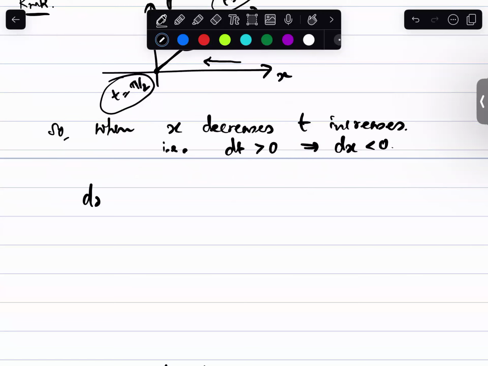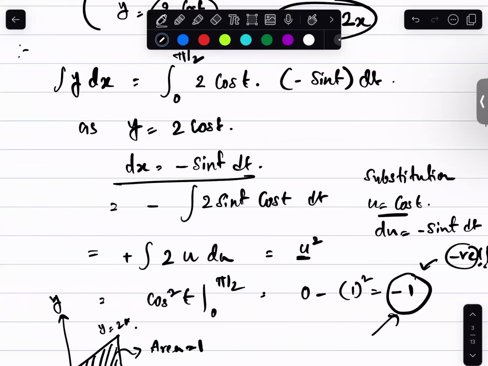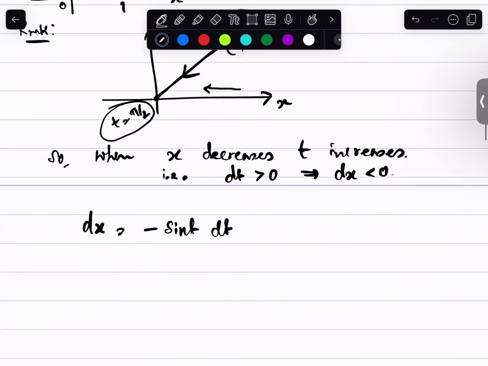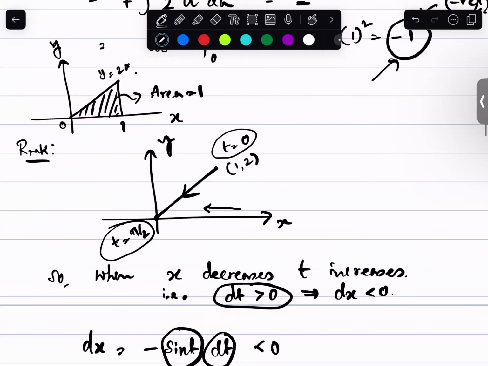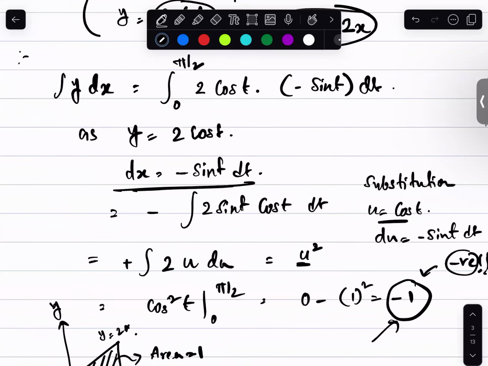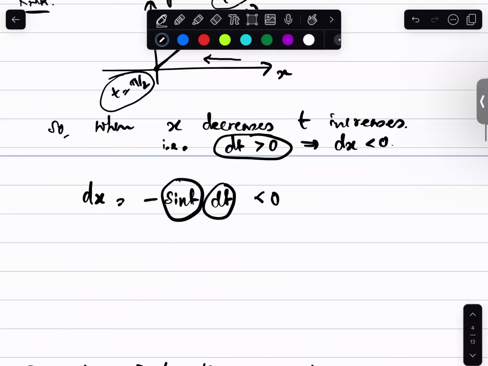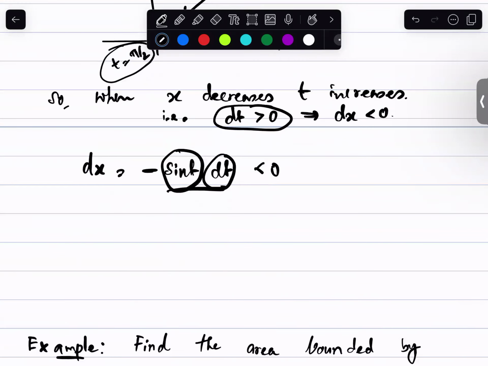Okay, but what is my expression for dx? The expression for dx was minus sine t dt, right? So this is negative because my dt is bigger than 0, and sine t is also bigger than 0 when I am in between 0 to pi over 2. In this range, sine t is also positive. So both of these are positive and there is a negative sign in front. So therefore, dx is less than 0. That is what the problem is.